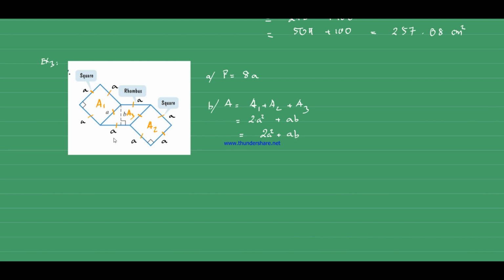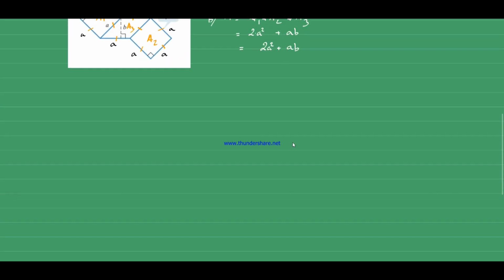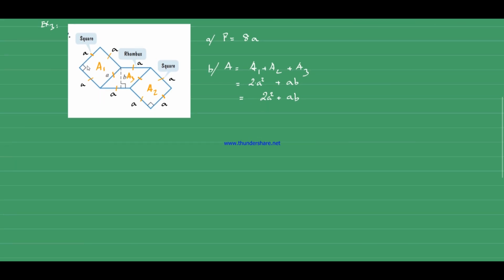Okay, alright, this is the base. The base is A, the height is B. So the formula is base times height, A times B. Okay. There's no unit because we don't have any information about a unit. Okay, example number 4.